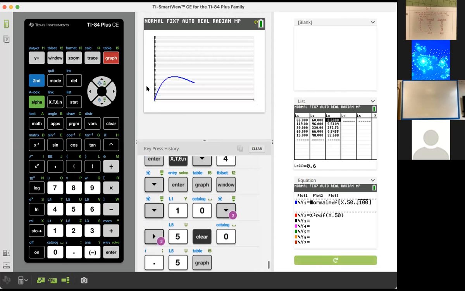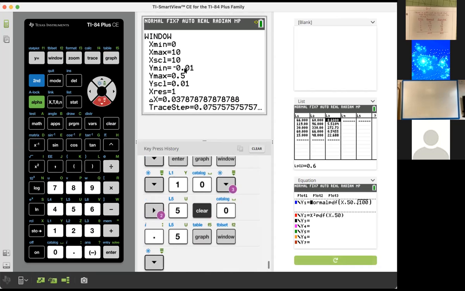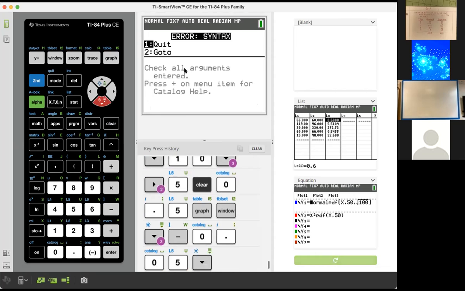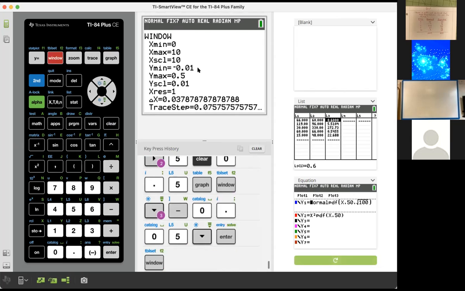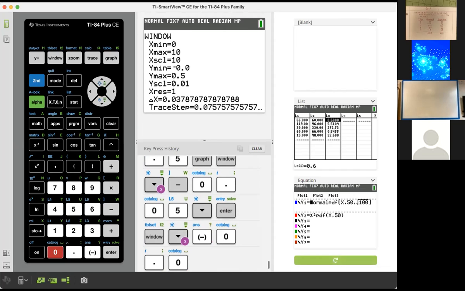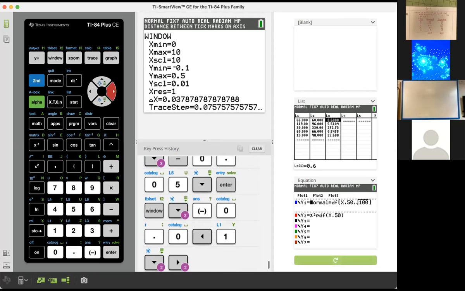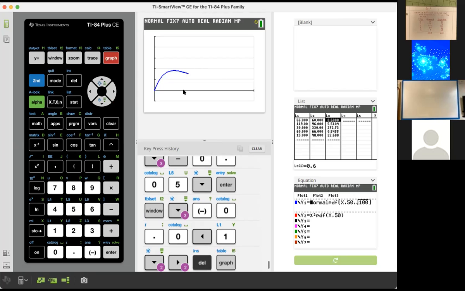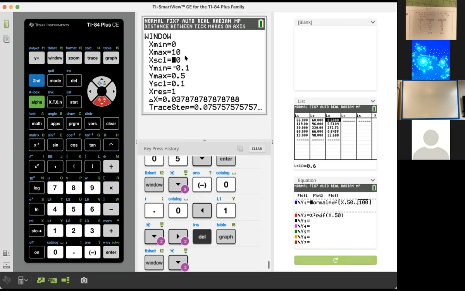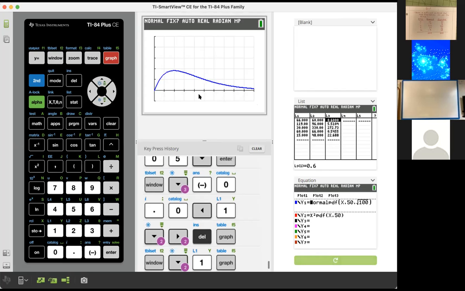Let's see, that means I have to draw this window myself. Let's make the y scale, I gotta use the minus key on the bottom, minus 0.05, let's make it 0.1 and make that a 1, 2 there. Okay, graph. I have no x scale here. Let's look at my x scale. I don't want to go from 0 to 10 counting by tens. Let's go from 0 to 10 counting by ones. See, the trouble is I have to draw this curve myself.